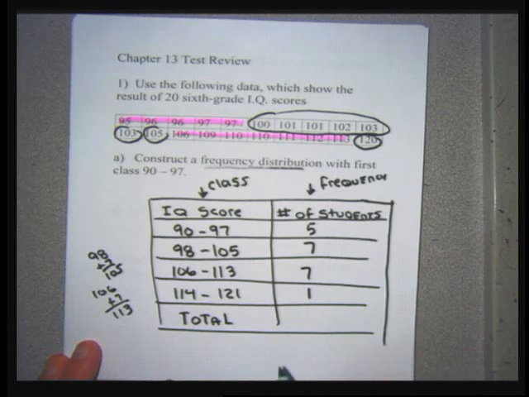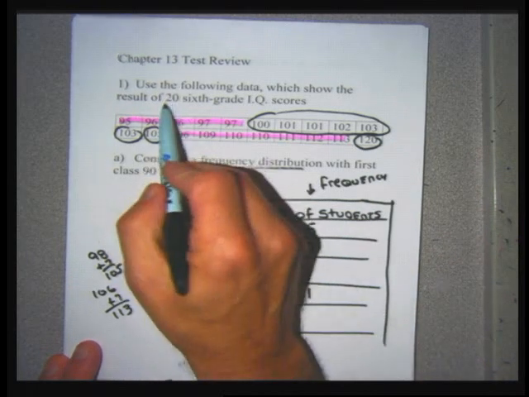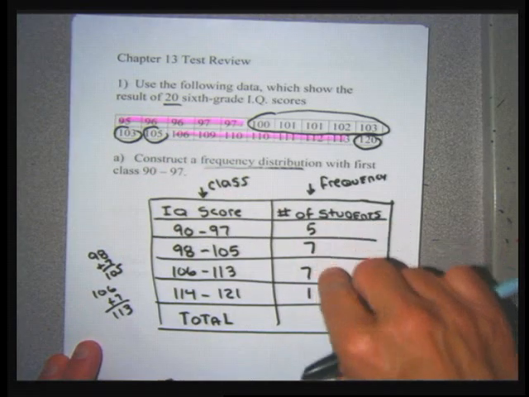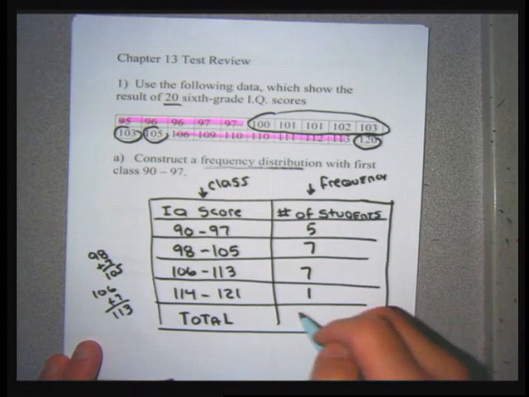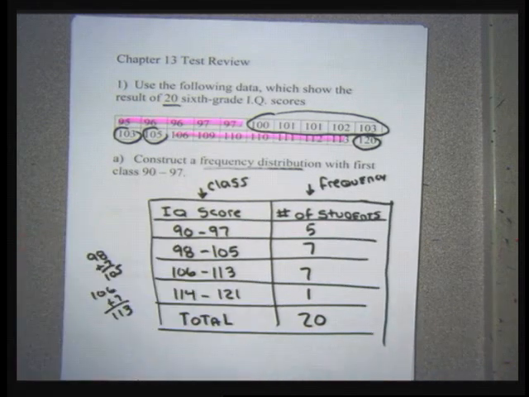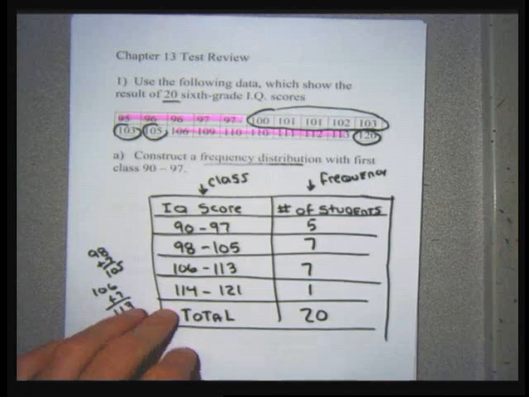And then I should total these, and it should add up to 20 because there's 20 numbers in this table. 5 plus 7 is 12. 12 plus 7 is 19. 19 plus 1 is 20. So this would get you full credit on the test, as long as you have the numerical part of the frequency distribution correct. I'm pretty lenient on the names.